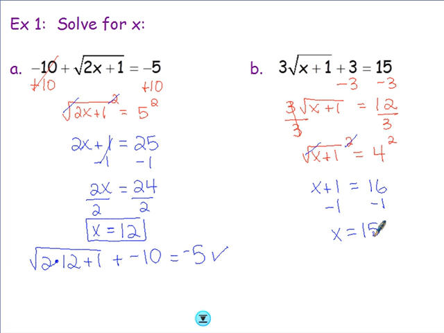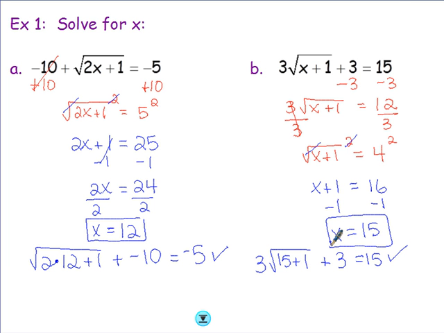Now we got to go back and check. So we're going to put x back up here. So let's start with 15 plus 1 is 16. We need to square root that 16. The square root of 16 is 4. We need to take 4 and multiply it by the 3 in front. So 4 times 3 is 12. Then we need to add 3 to that. 12 plus 3 gives us 15, which is what we wanted up here. We wanted a 15 as our answer. So that means this is the correct answer.